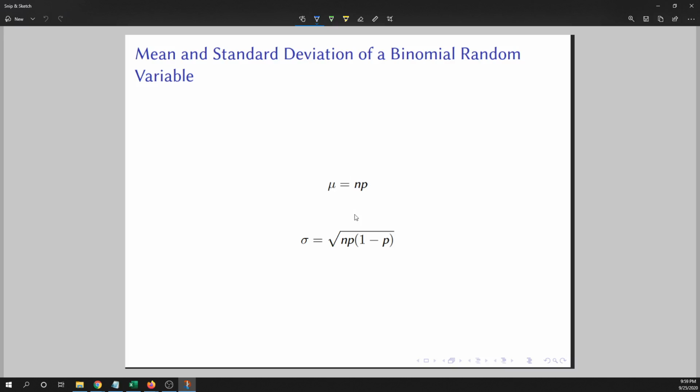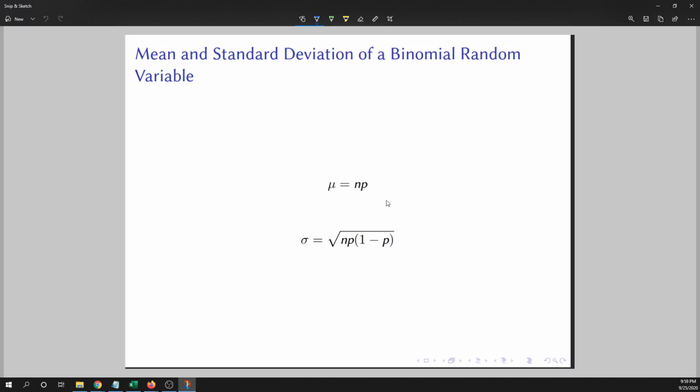Okay, so here are the formulas. This is the formula for the mean. The mean is n times p. Remember, n is the number of trials, and p is the probability of success. So the mean would be n times p. And then sigma, the standard deviation, is the square root of n times p times 1 minus p.